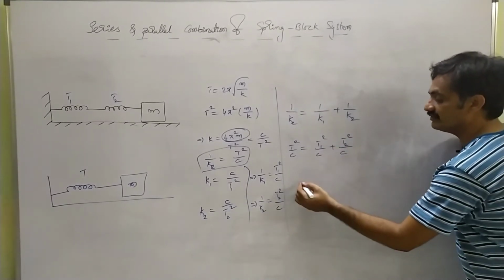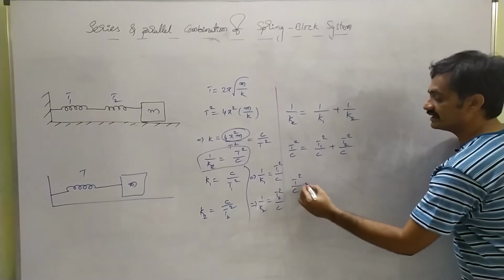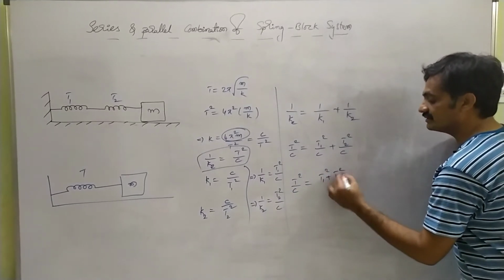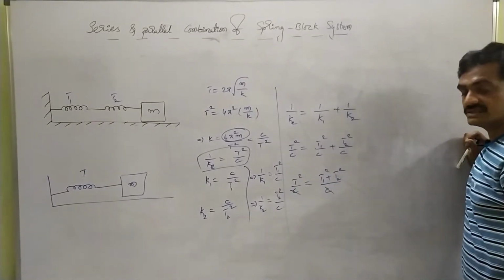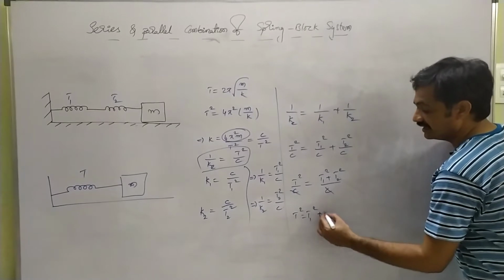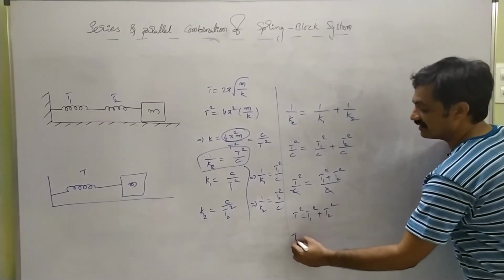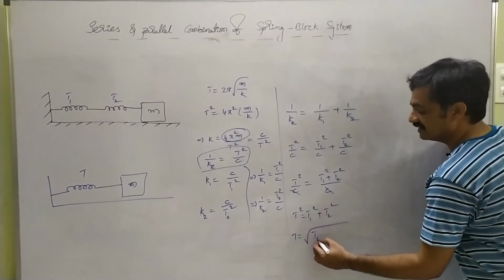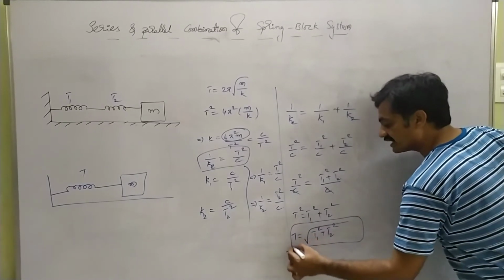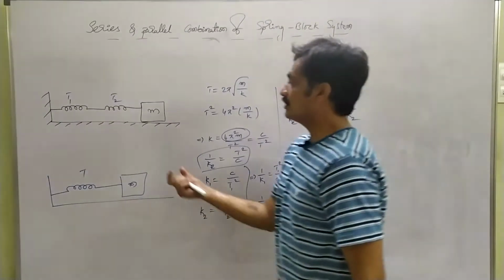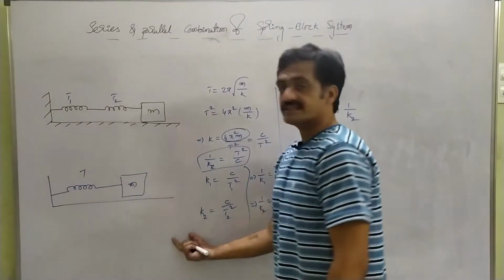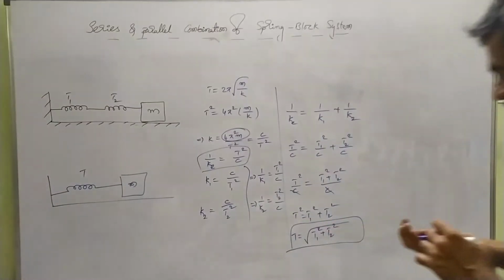Since the denominators are the same, we can take the LCM and we get t1 square plus t2 square by c. Also that c gets cancelled. So here we have T square equals t1 square plus t2 square. Then we have T equals under root of t1 square plus t2 square. So, this represents the time period of a combination of two springs when they are connected in series. Take a screenshot, we will continue.